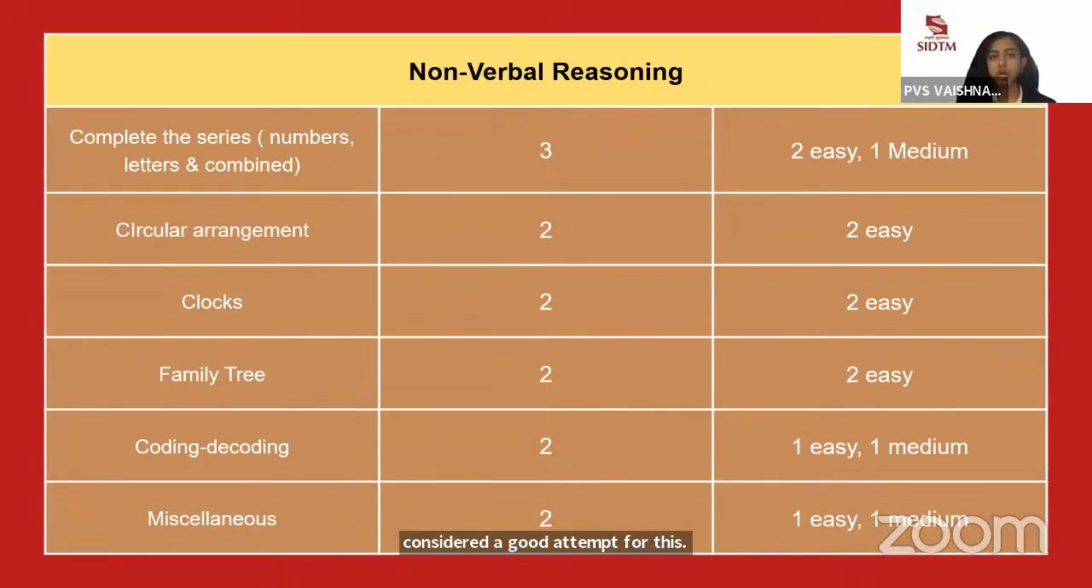Coming to non-verbal reasoning, the questions were along the lines of circular arrangements, clocks and calendars, family tree, coding-decoding, and there was also a puzzle that appeared, which was doable. A section of aspirants mentioned that the blood relations questions were easy, but there were also a couple of aspirants who mentioned they were in the trickier zone. So you might want to be a little careful about that as well.